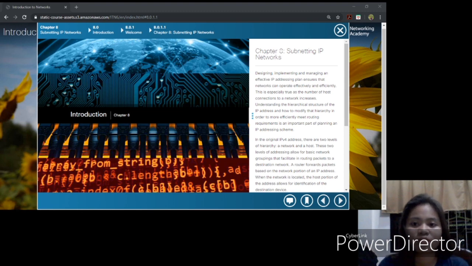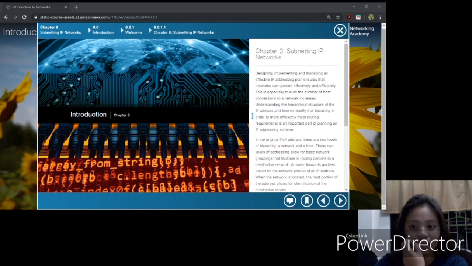So in Subnetting IP Network, we have designing, implementing, and managing an effective IP addressing plan to ensure that the networks can operate effectively and efficiently. Understanding the structure of the IP address, and how to modify the hierarchy in order to efficiently meet routing requirements, is an important part of planning an IP addressing scheme.